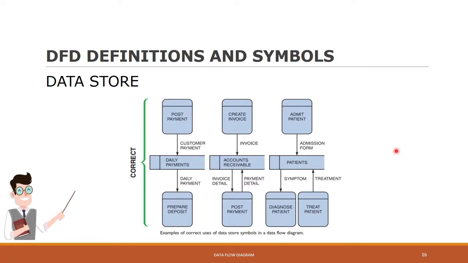Then we have here also an example of correct use of the data store symbol in a data flow diagram. As you can see, there's a process, post payment. After the process, there is an outgoing data flow, customer payment, to the data store, then another data flow named daily payment to the prepare deposit process. So this is an example of a data store symbol in a data flow diagram. Later on, we will discuss the rules of data flow diagram.